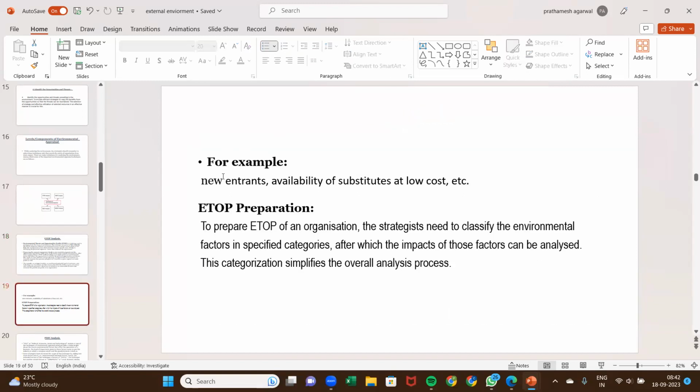Okay, now, ma'am, for example, we will have new entrants. What is the meaning? Somebody else is coming into the market. Then the availability of substitutes at low cost. Can you name a substitute at a low cost? For example, today you don't have money for coffee, so you're having tea.